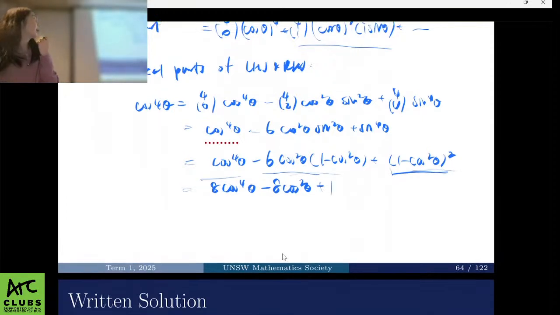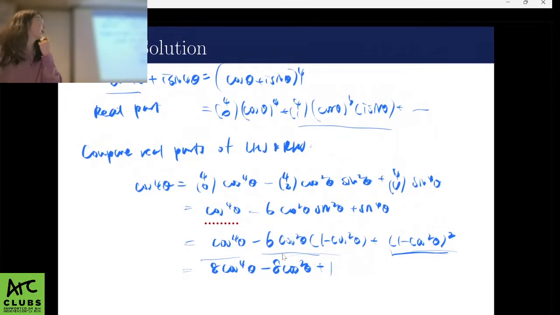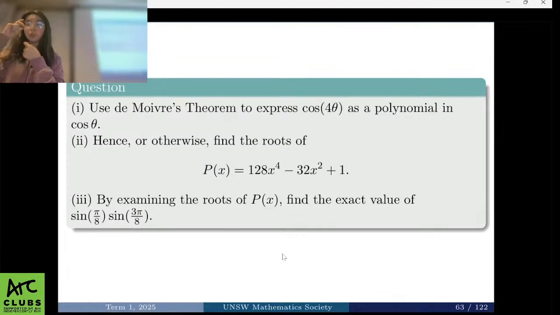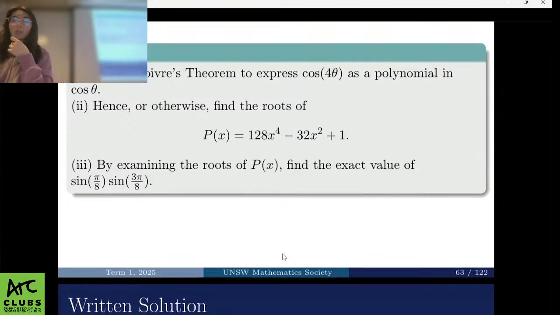So by comparing real parts of the left-hand side and right-hand side, we can determine that the polynomial expression of cos 4θ is as such. Okay. So part 2 is hence or otherwise, you want to find the roots of a polynomial defined by P(x) is equal to 128x to the power of 4 minus 32x squared plus 1. So essentially, we're obviously going to be using part 1 to do this question, right?